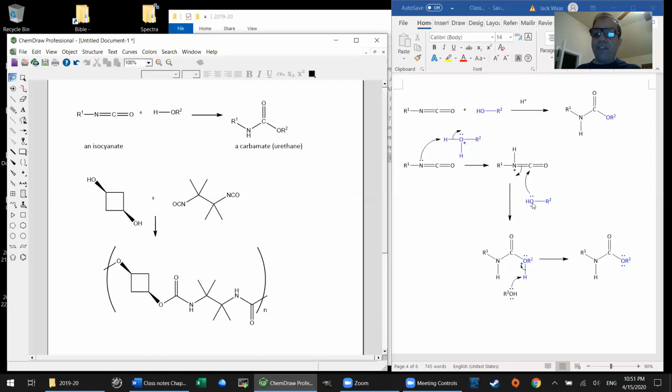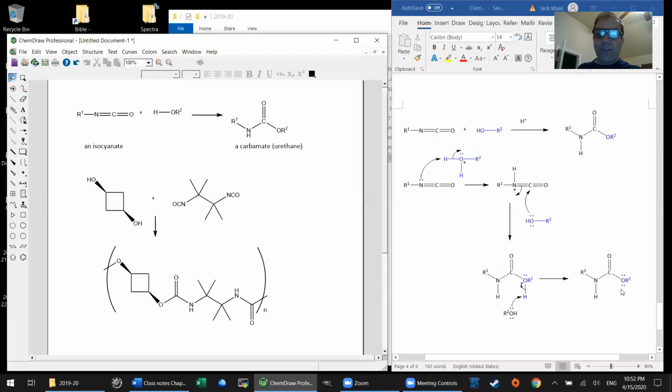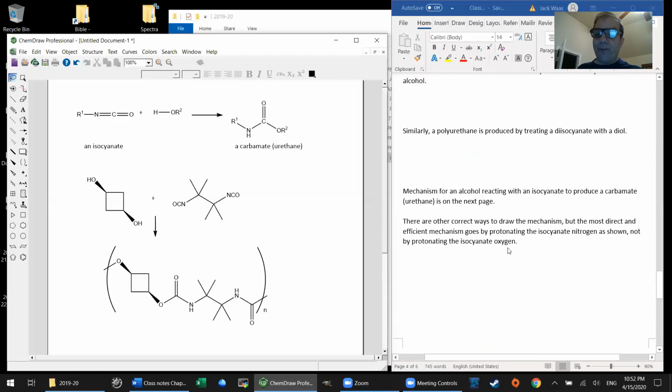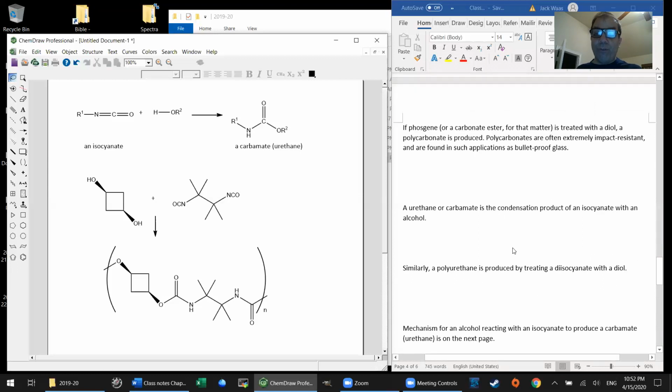Then we use the alcohol to attack that central sp hybridized carbon, which is under even more strain due to the adjacent plus charge on the nitrogen. That gets rid of the plus charge on the nitrogen, and then we just need another alcohol molecule to pull off the proton on this positively charged oxygen, and you get your carbamate or urethane. I'll leave that in there for your perusal. But anyway, that's how carbamates are made.